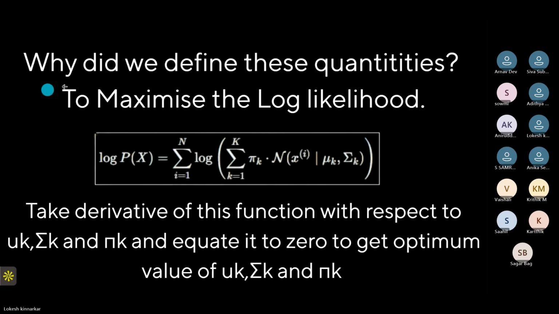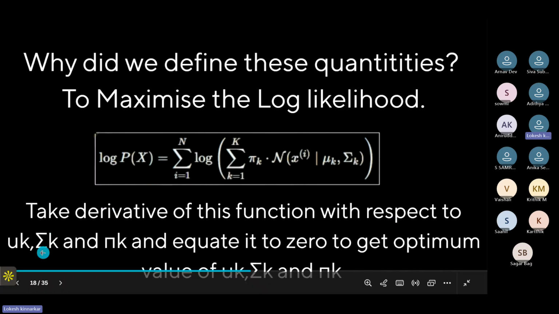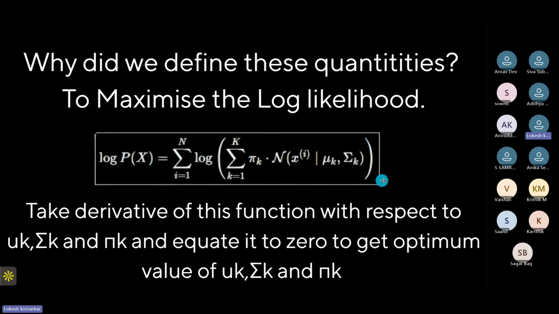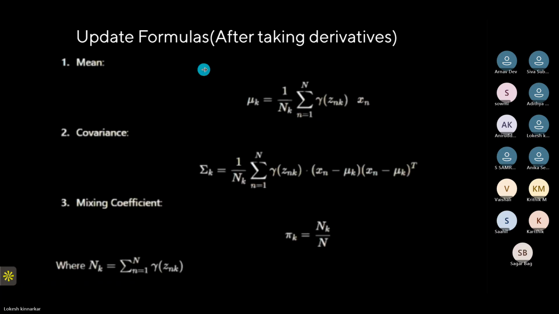So as I said, we define these quantities to maximize the log likelihood. That is the ultimate aim which we want to achieve. What I said before also is that we have to take the derivative with respect to mu k, sigma k, and pi k, equate it to zero to get the optimum value of all these parameters, so that the model reaches convergence. But this is also not efficient to calculate, which I will discuss in the expectation maximization step.